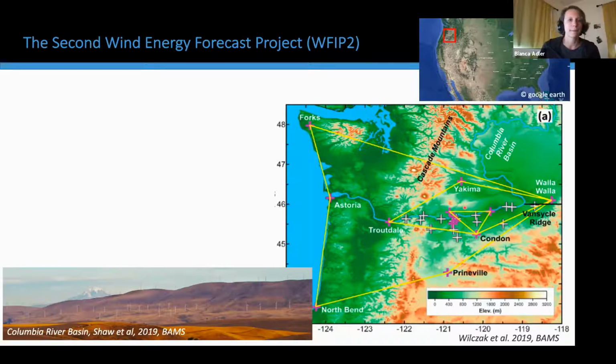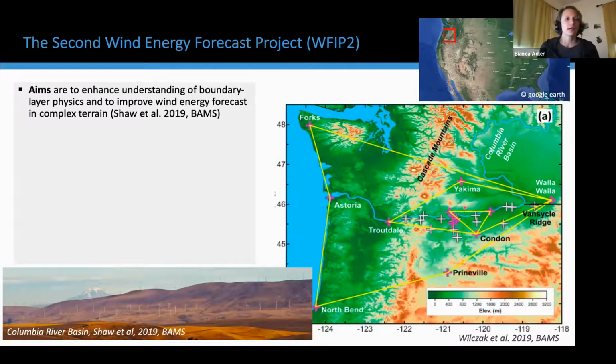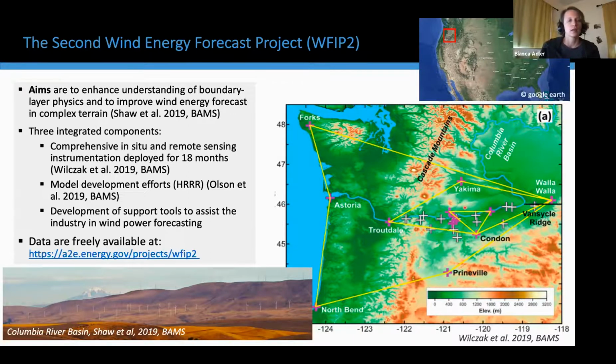installed in that area. So the overall aims of this project were to enhance the understanding of boundary layer physics and to improve the wind energy forecast in complex terrain. There were 3 integrated components to the project.